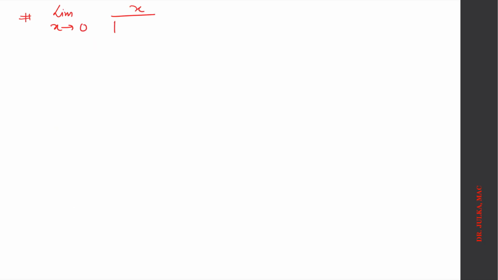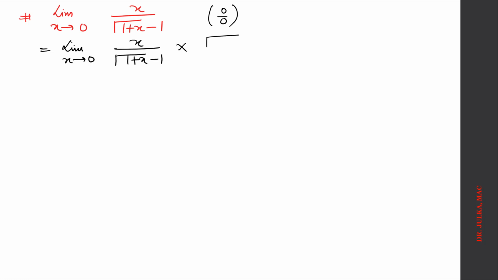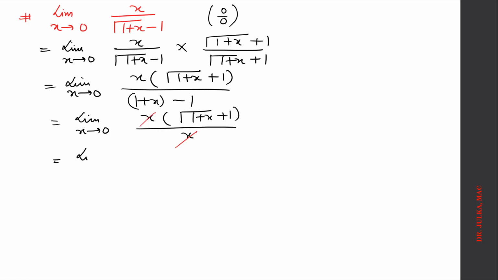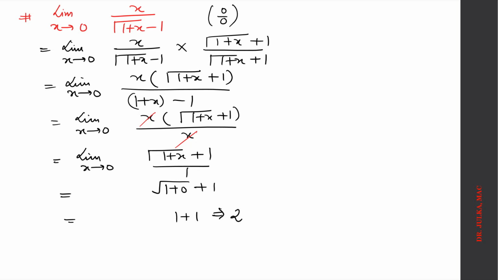Next question. Limit x tends to 0, x divided by the root of 1 plus x minus 1. If we put x equal to 0 here, we'll get 0 by 0. So whenever the answer is in the form of 0 by 0, we use either the factor method or the rationalizing method. Here we multiply the numerator and denominator both by the root of 1 plus x plus 1, and we'll get in the numerator x multiplied by the root of 1 plus x plus 1. In the denominator we'll get 1 plus x minus 1. After solving, we'll get limit x tends to 0, root 1 plus x plus 1. Now put x equals 0 here and we'll get 1 plus 1, which equals 2.